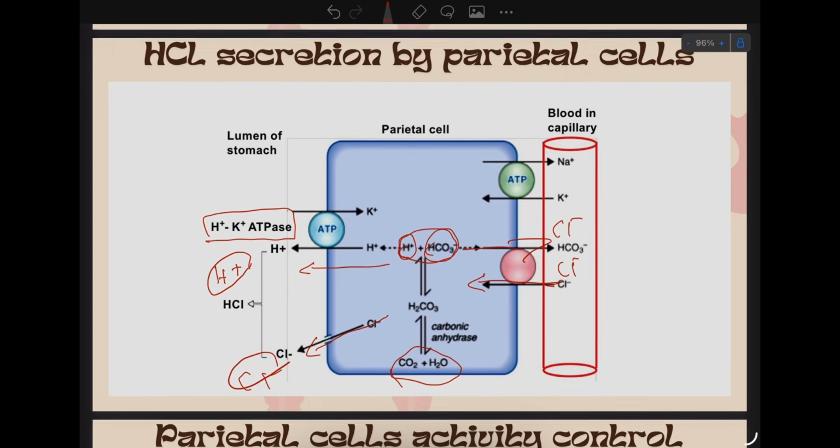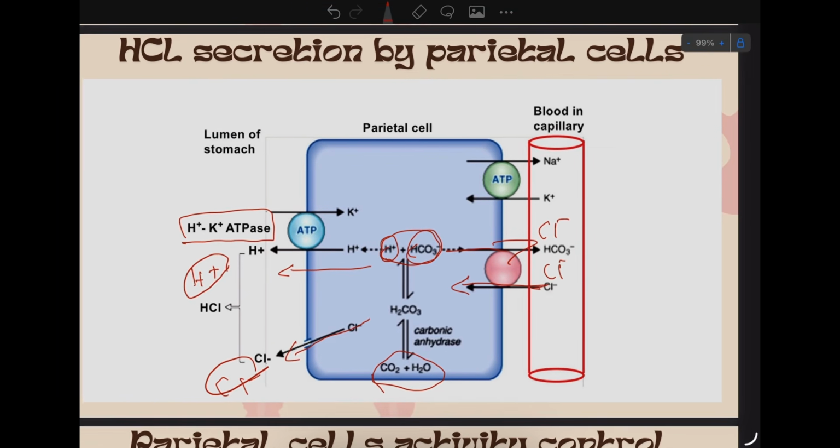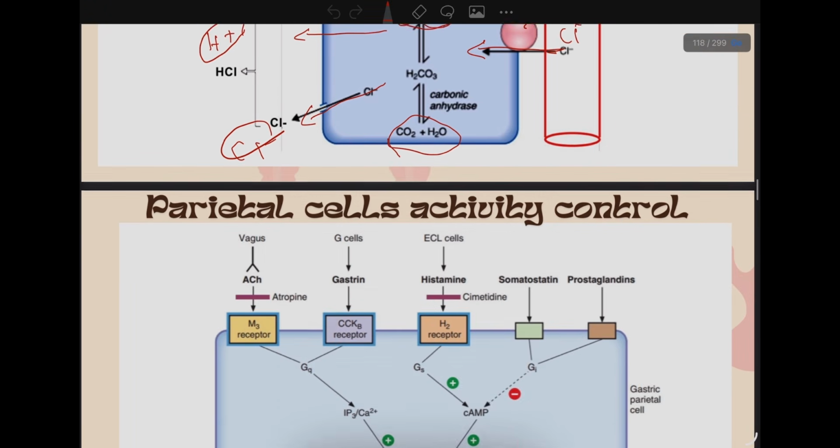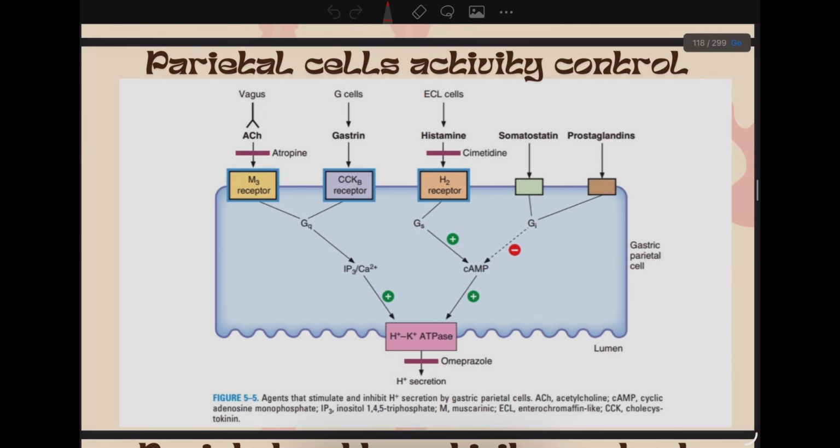So now we have our H and our Cl. Very easy. And please, I've seen a lot of past questions about this. I didn't put a star because it's not from Dr. Angelica, but the concept itself is important. Parietal cells activity control.